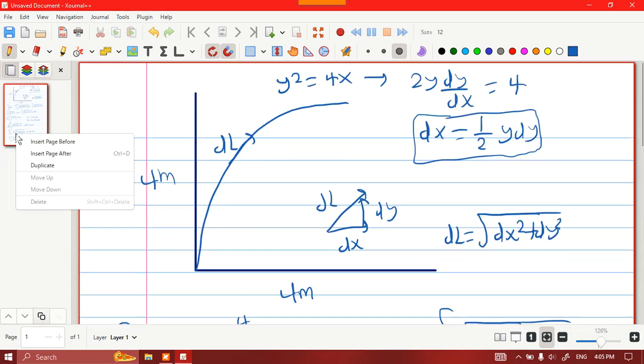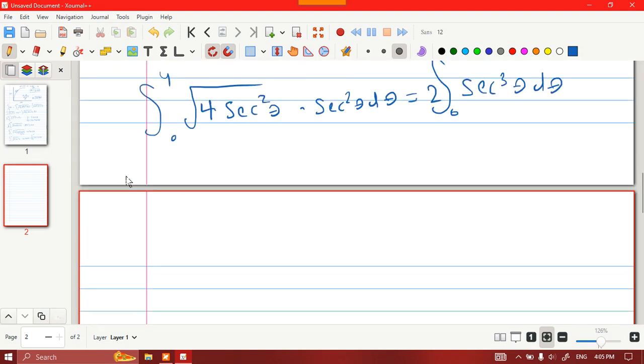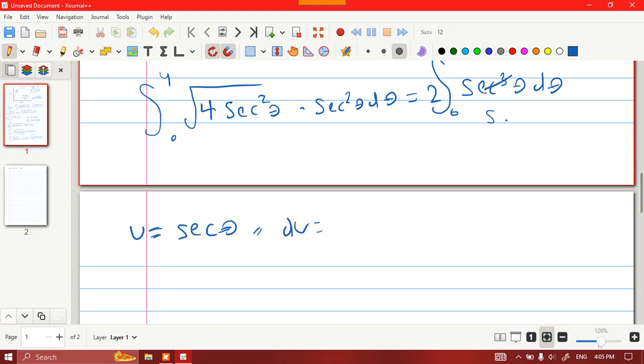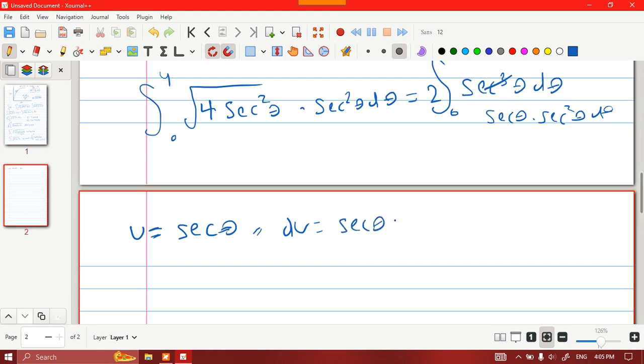Now I'm going to integrate this expression. I'm going to use integration by parts. I'm going to let u equal secant theta. du will be, I'm going to separate this expression into secant theta times secant squared theta d theta. Okay, so u is secant theta, du will be secant theta tangent theta, dv will be secant squared theta, and v will be the antiderivative of secant squared theta. It is tangent theta.